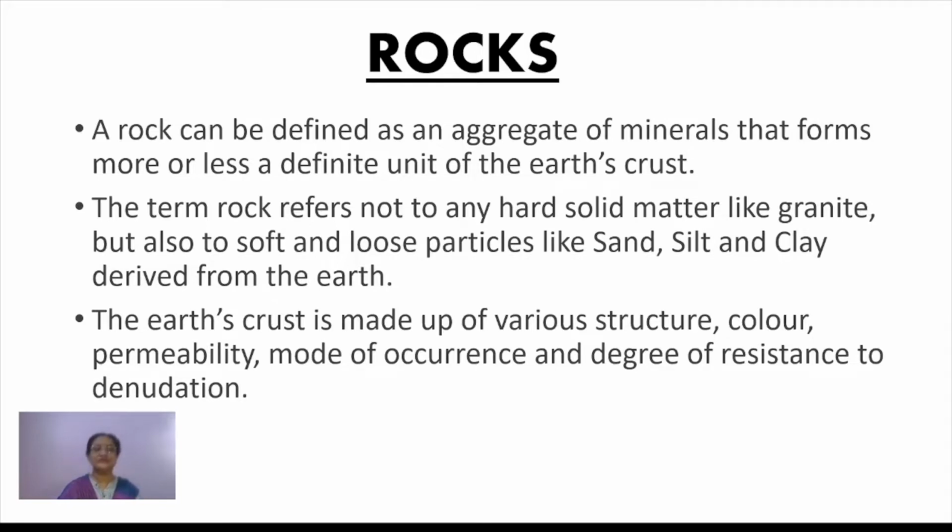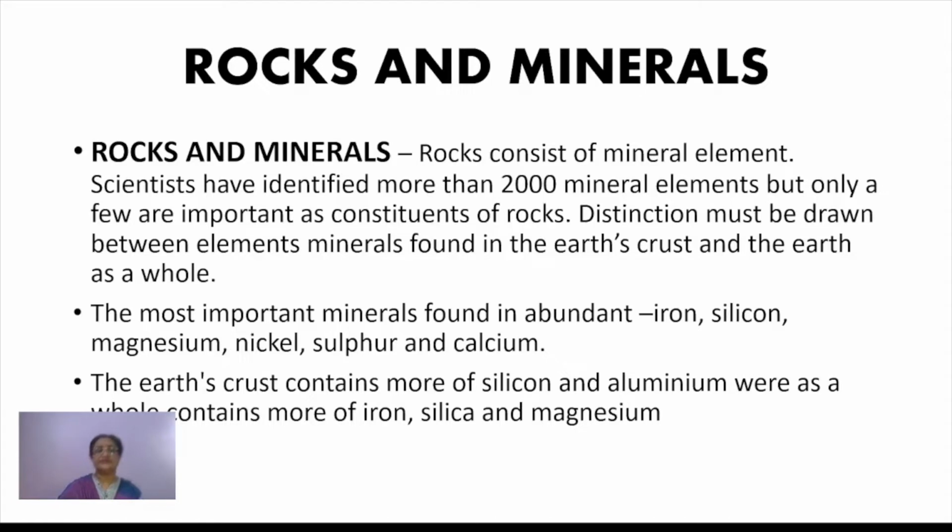These are also called rocks. So basically we can say that the outermost layer of the earth, the crust, is formed of different types of rocks. The earth's crust is made up of various structure, color, permeability, mode of occurrence and degree of resistance to denudation. Rocks consist of different mineral elements, and scientists have identified more than 2,000 mineral elements on the earth, but only a few are important as constituents of rocks.